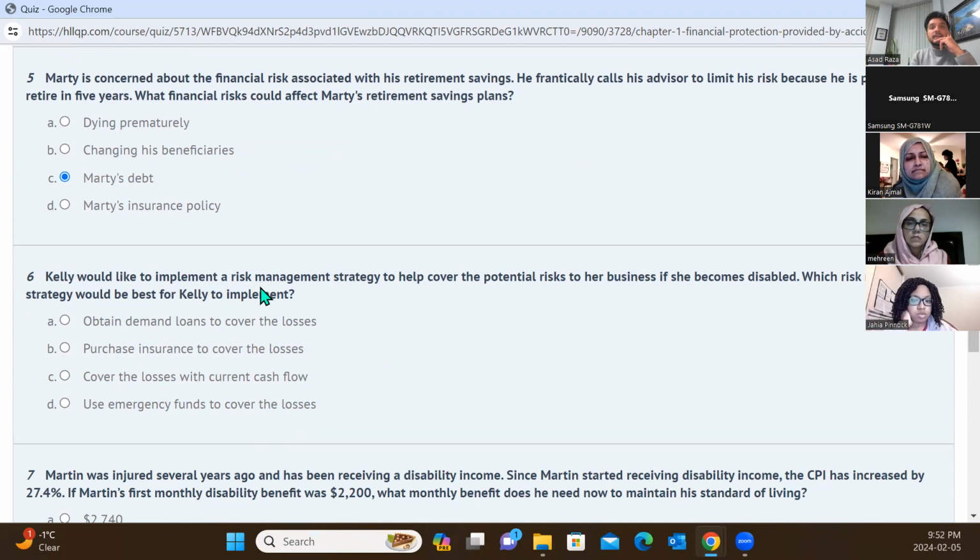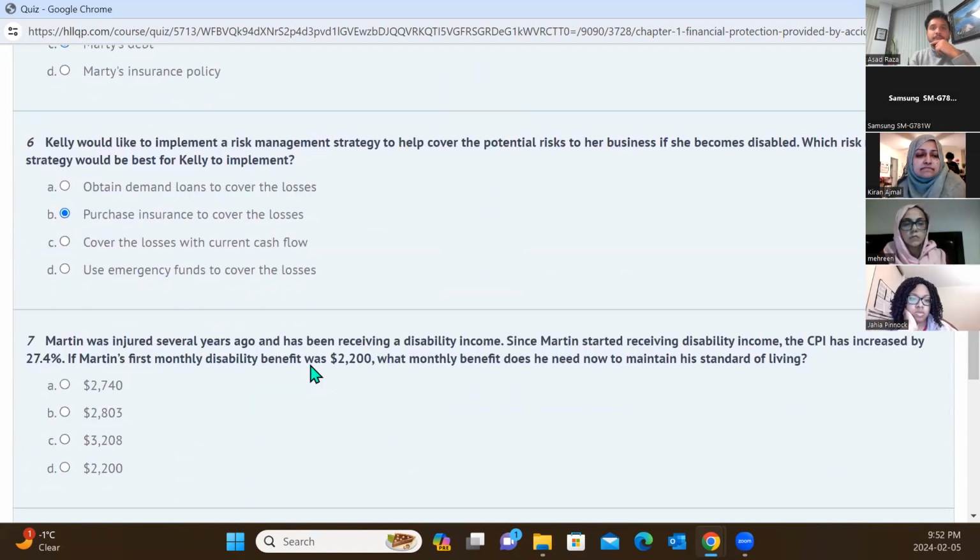Kelly would like to implement a risk management strategy to cover the potential risk to her business if she becomes disabled. Which risk management strategy would be best for Kelly to implement? Obtain demand loans to cover losses, purchase insurance to cover losses, cover the losses with current cash flow, use emergency fund to cover the losses. That's simple. So purchase insurance to cover the losses is the best option.